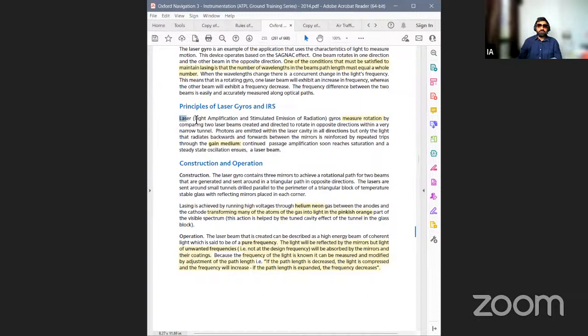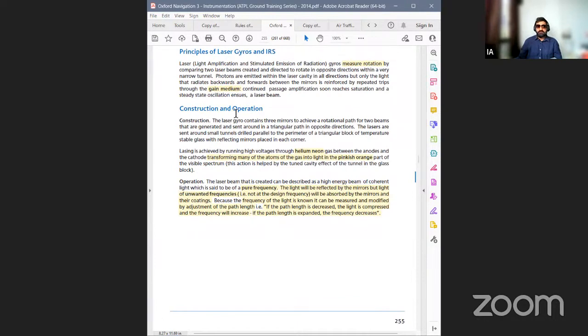But look at the full form of laser: light amplification, LA, and stimulated, S, emission of radiation. Laser is light amplification and stimulated emission of radiation. Okay. So RLG, ring laser gyros, they measure rotation by comparing two laser beams which are opposite in direction in a very narrow tunnel. A lot of keywords are there, how laser is generated. But let me quickly come to the construction aspect.